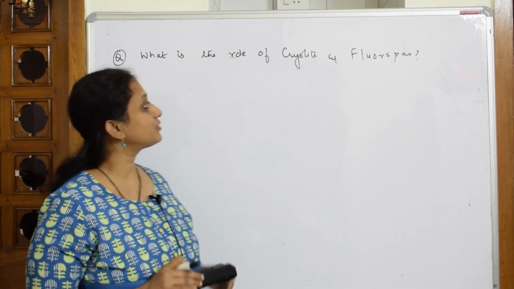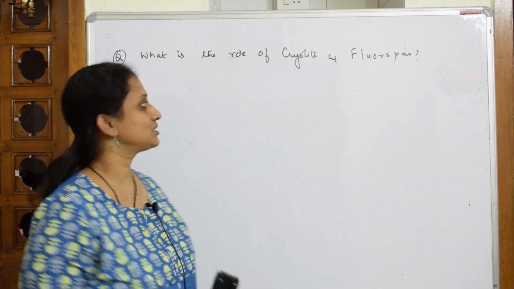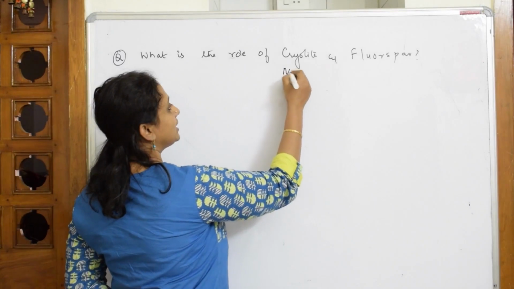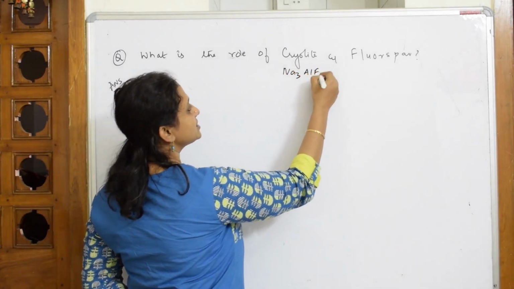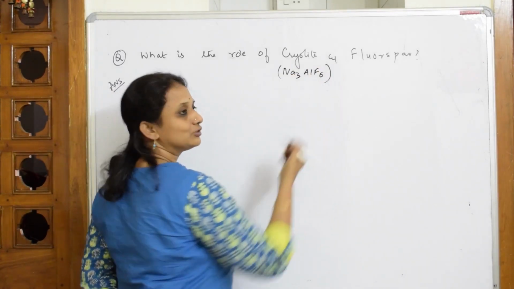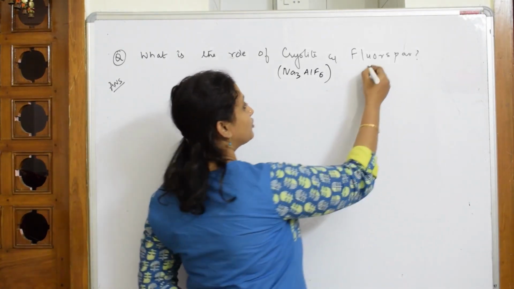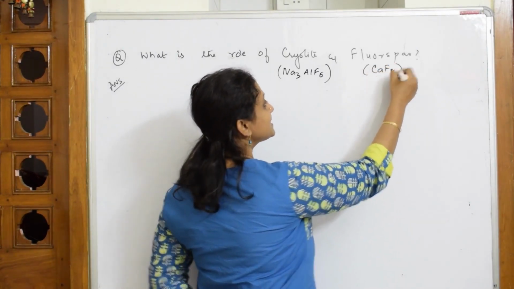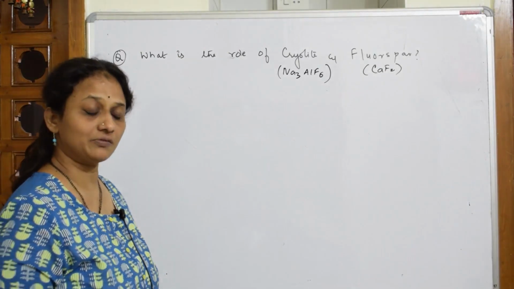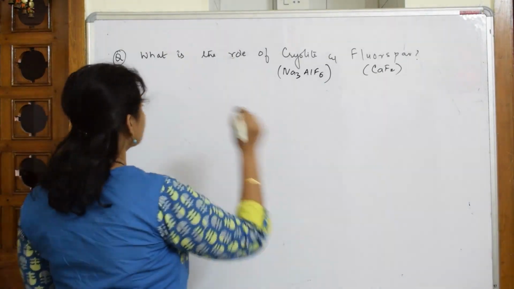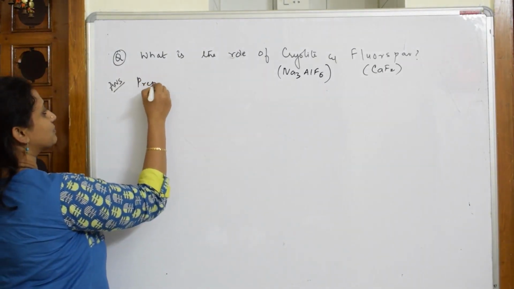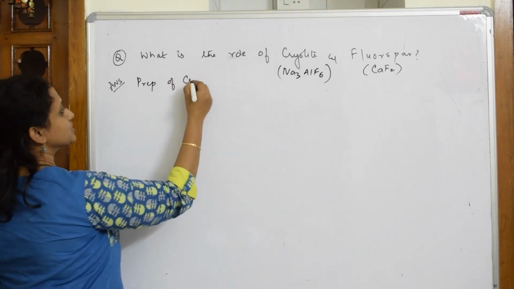So what is the role of cryolite and feldspar, they've asked. So let us see. What is the formula for cryolite? Na3AlF6 is cryolite. You need to practice it, then only you will get it. Right. Feldspar formula is CaF2. Basically, first let us see how cryolite is prepared, and then I'll come back to the use.